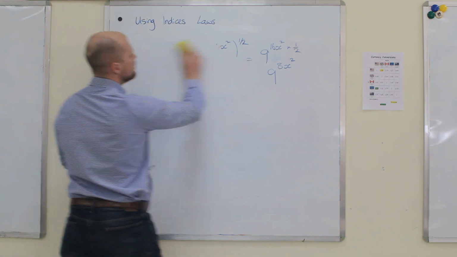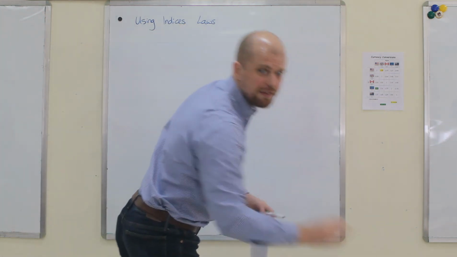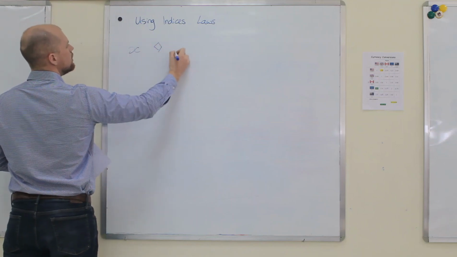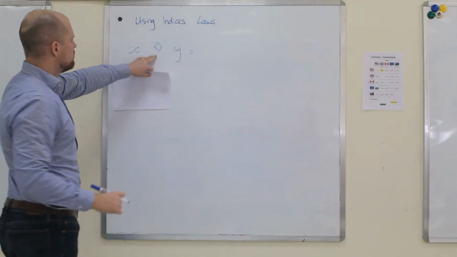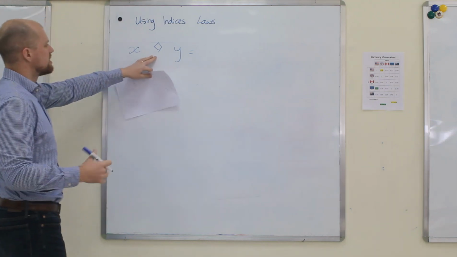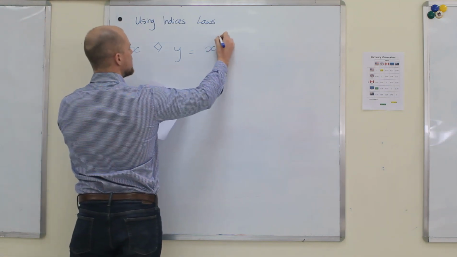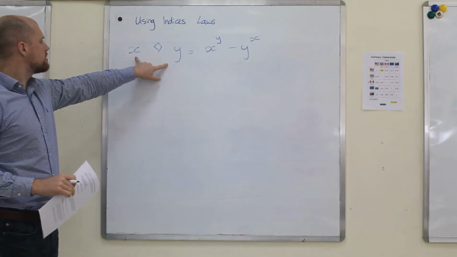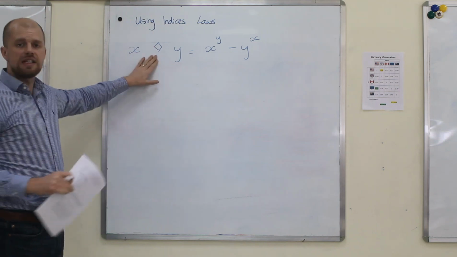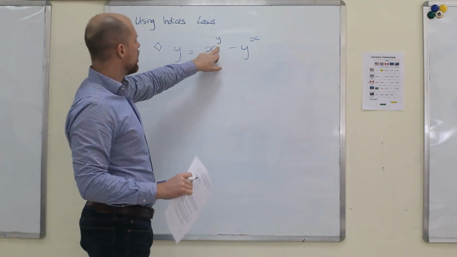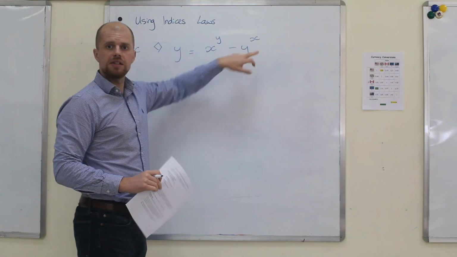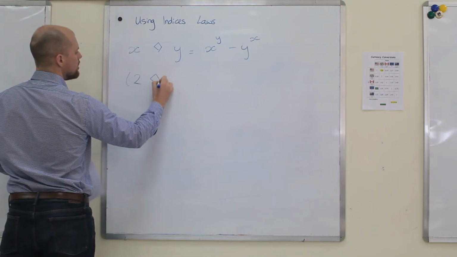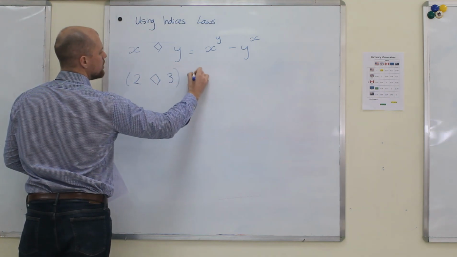The next question, I'm going to create a function, and this function is this. So x, some function that we don't know what it's called, a diamond, is defined by this. So when I put in two numbers, x and y, and I use this function, I do x to the power of y and subtract y to the power x. Now the question is 2, diamond, 3, diamond, 4.